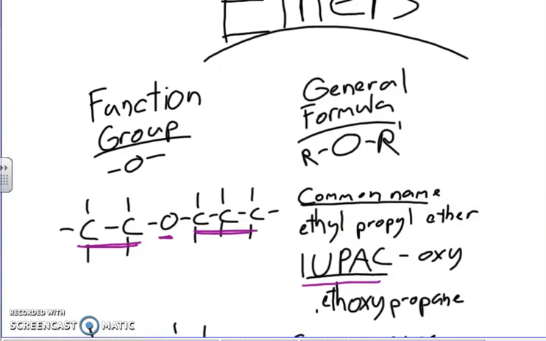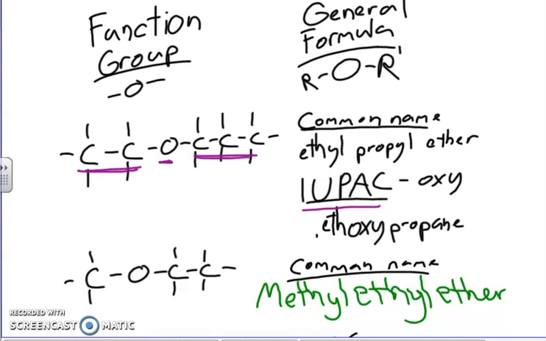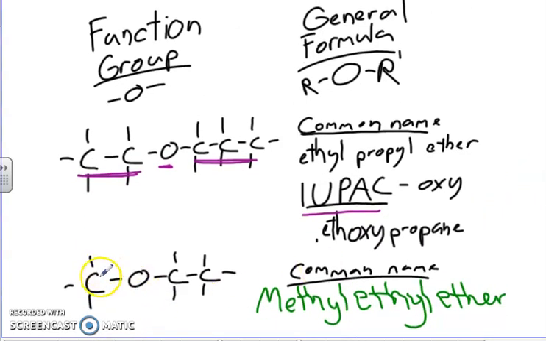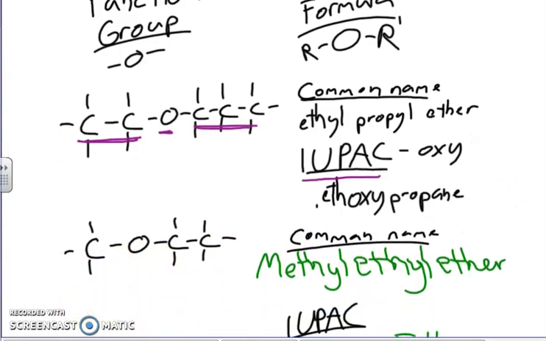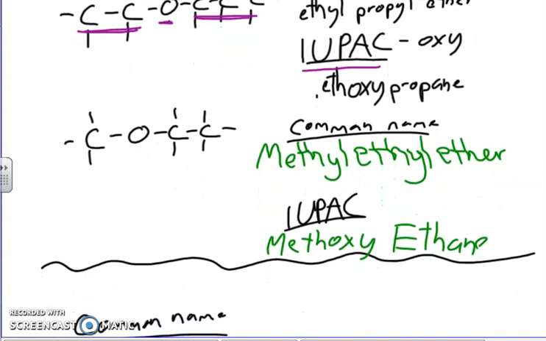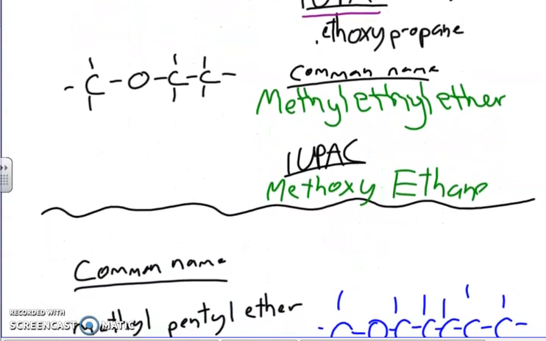Okay, next, let's look at this one. Shortest one is named first, so that's going to be a meth. And then here's an eth. So what's the common name for that? Methyl ethyl ether. What would be the IUPAC naming for that? Methoxyethane. Okay, so here's the common name.